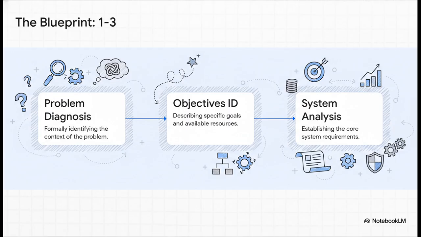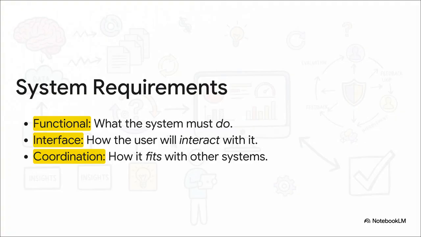And finally, system analysis, where you nail down the system's core requirements. And that analysis phase gets broken down into 3 different buckets. Functional requirements are all about what the system actually has to do. The models, the calculations, all that good stuff.